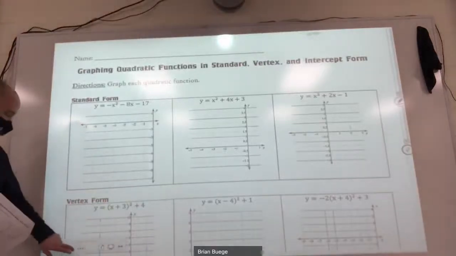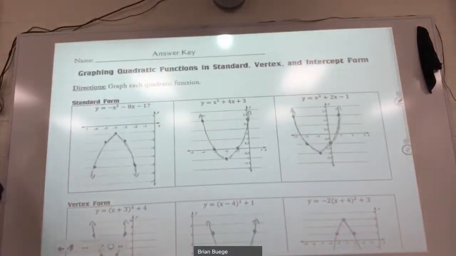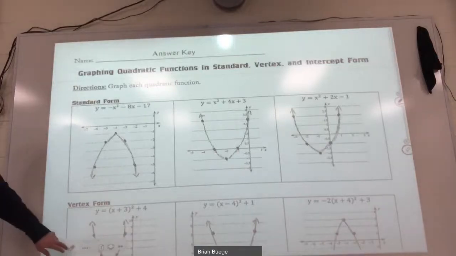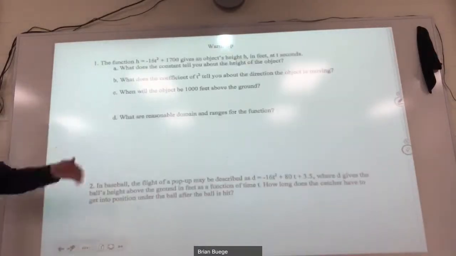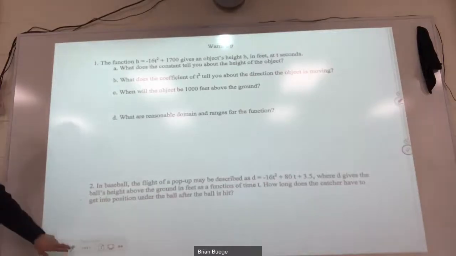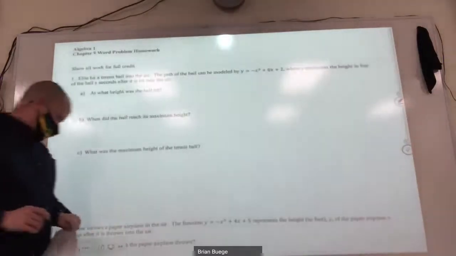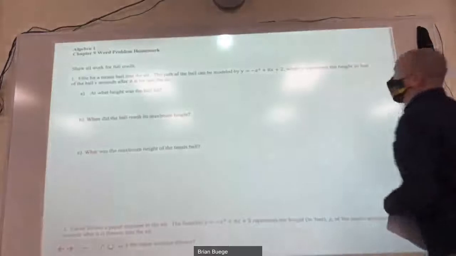The next thing I want to take a look at is one of the application type problems. And rather than the front side, I'm going to actually go to the back side of this sheet. And I'm going to go all the way down to number 2 here on the back side.